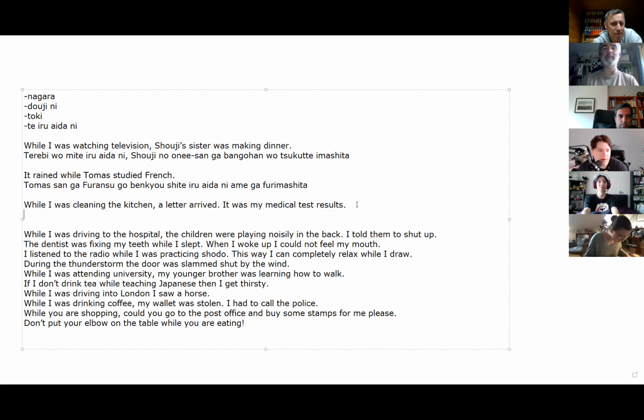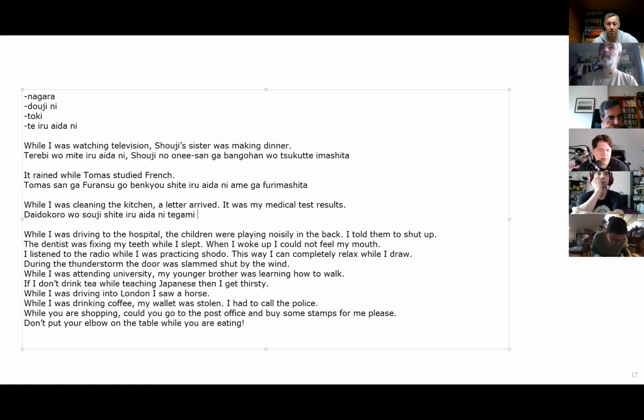Yeah, good. You can either decide to do it this way and say it arrived at some point during the cleaning, I don't know when, or if you want to say I heard it come through the door while I was cleaning, then toki might be better in that case. So the choice is yours, really. So kitchen, daidokoro o souji shite iru aida ni. Souji shite iru aida ni. Good. Tegami, to arrive. Todoku? Yes, good. Tegami ga todokimashita. Very good.